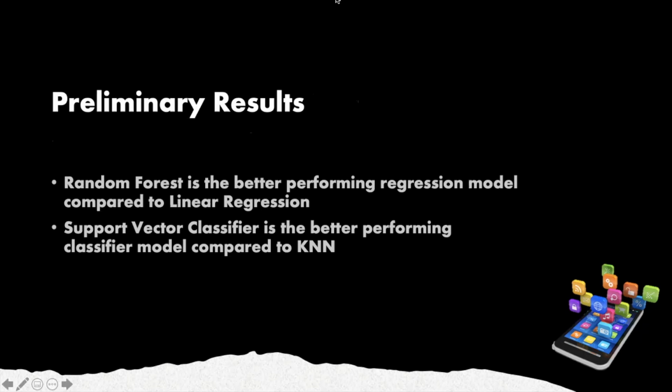Finally, we can conclude with some preliminary results. As we previously presented, for the regression models, random forest performs better than linear regression. And for the classification models, the support vector classifier performs better compared to KNN. And these are the results we have so far.